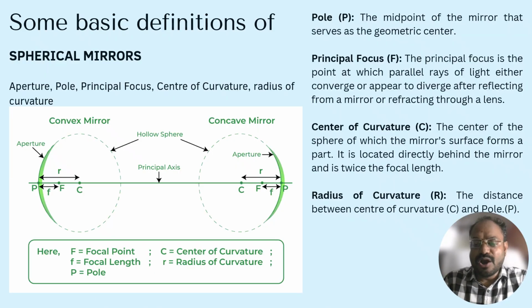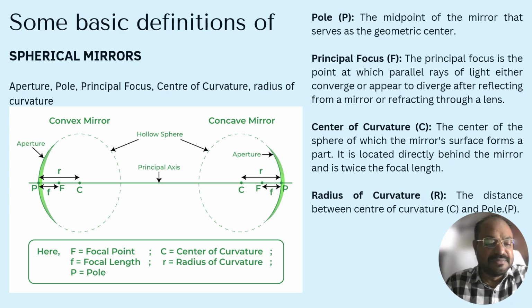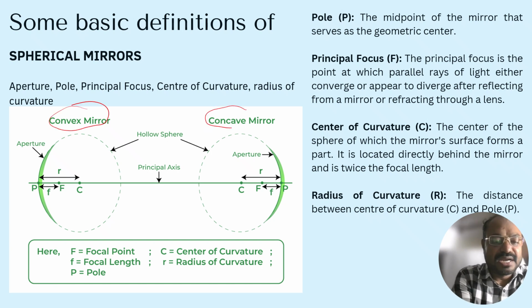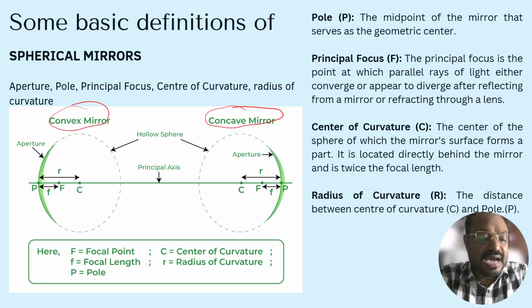To understand how mirrors form images, let us learn some important terms. Some basic definitions of spherical mirrors are aperture, pole, principal focus, center of curvature, and radius of curvature. You can see in the picture for convex and concave mirrors the aperture. Aperture is the place where the light can pass through for reflection.